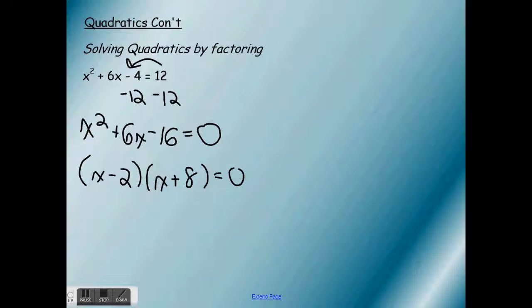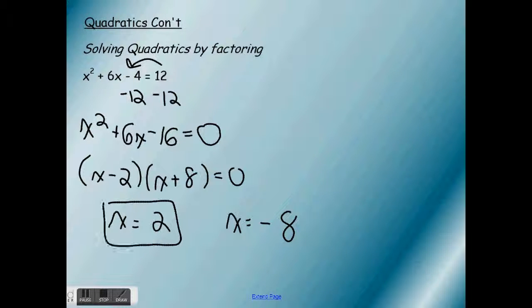So what is our solution to this one? x equals 2 and x equals 8. No, 8. Negative 8. Why negative? Because I bring that over, so I subtract. This kind of makes sense. It does kind of make sense.